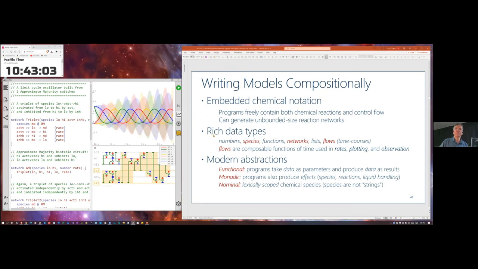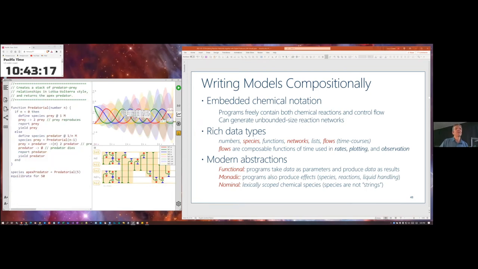Around all this, there's a scripting language for doing compositional model writing, and the chemical notation is embedded in the language. So let me show you an example, which I'll describe in a second, which is the predatorial. The chemical notation, like this reaction here, is just mixed into the program. There is no distinction, no special quotes or anything like that. Just write the reactions in the middle of your program.